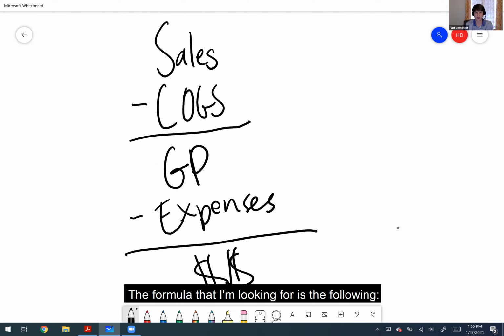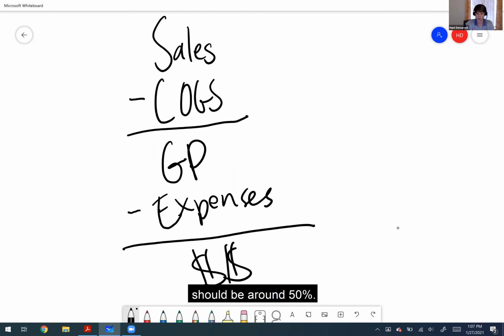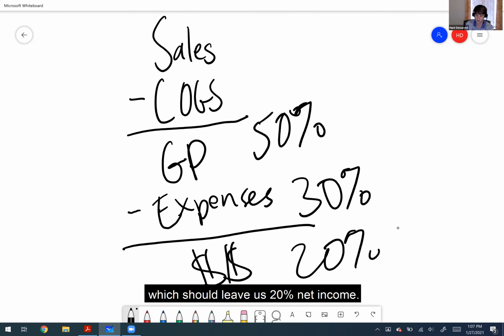The formula that I'm looking for is the following. I always look at stuff as percentages because it's scalable. For the general automotive shop, your gross profit percentage should be around 50%. Then we are going to allocate another 30% for expenses, which should leave us 20% net income.